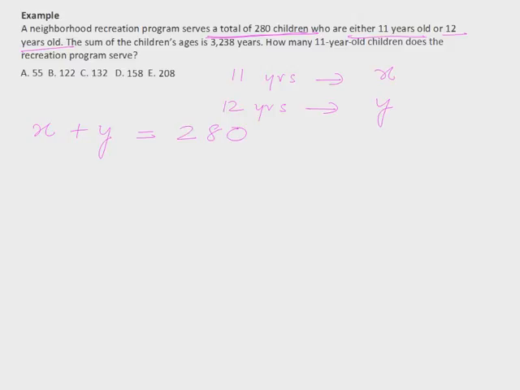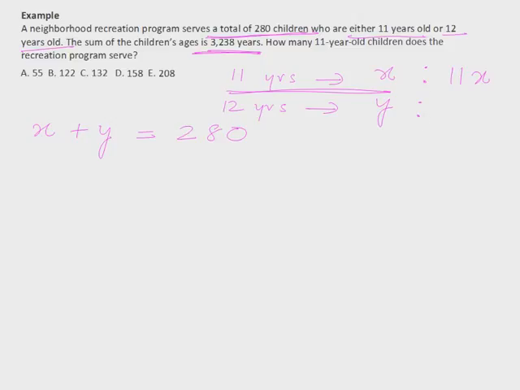That's the relationship between the total number of kids and the kids who are 11 years old and the kids who are 12 years old. The sum of the children's ages is 3238. So what is this information? There are X 11-year-olds. What is the sum of the ages of all the 11-year-olds? Well, each is 11 years and there are X of them. So 11X. I'm adding 11 X times.